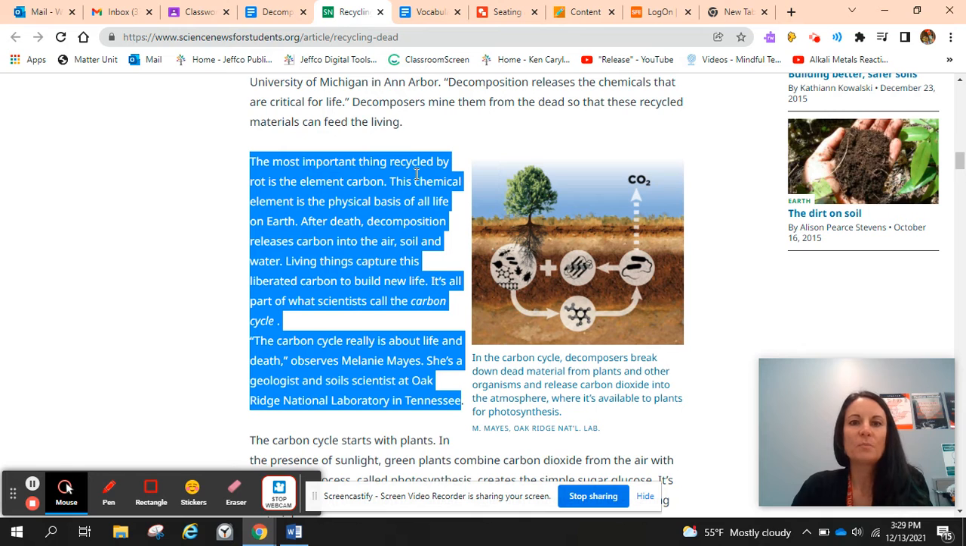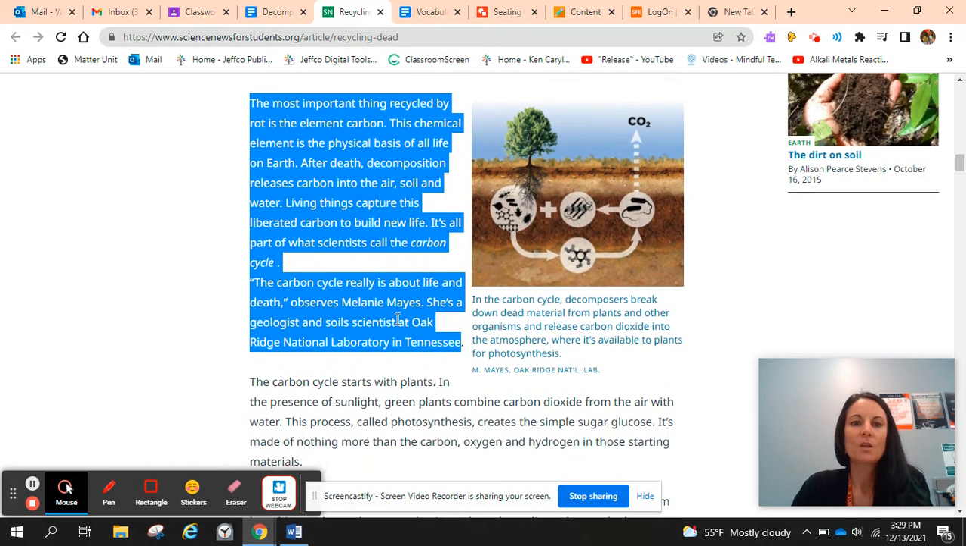The most important thing recycled by rot is the element carbon. This chemical element is the physical basis of all life on Earth. After death, decomposition releases carbon into the air, soil, and water. Living things capture this liberated carbon to build new life. It's all part of what scientists call the carbon cycle. The carbon cycle really is about life and death, observes Melanie Mays. She's a geologist and soil scientist at Oak Ridge National Laboratory in Tennessee.